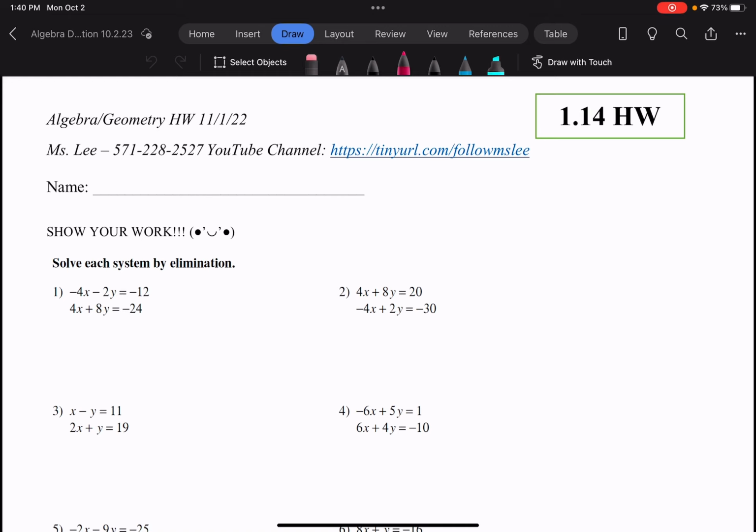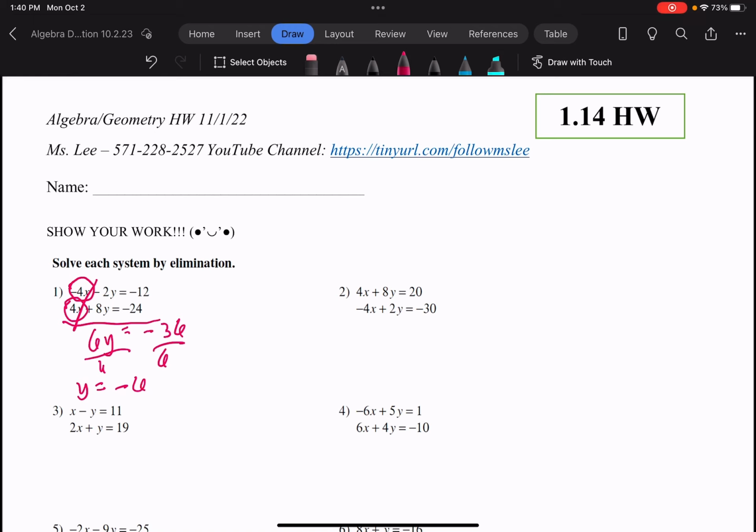So in our first few problems, it's a little bit more obvious to spot. Here we have the same coefficient, but with the opposite sign. So a negative 4x and a positive 4x we know will equal 0. So this works out nicely for me to combine the rest of them. 8y and negative 2y give me 6y. And then negative 12 and negative 24 give me negative 36. I can divide both sides by 6, and I'm going to get y equals negative 6.